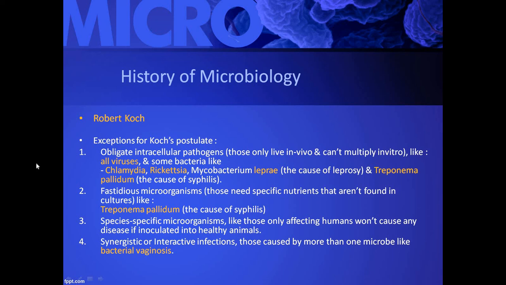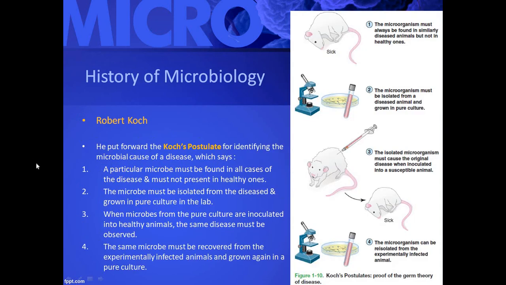Thirdly, there is something called species-specific microorganisms. These are microorganisms that can only infect one species. For example, we have human pathogens. They only infect humans. So when we isolate them and then inject them into animals, these animals will be healthy. They will not acquire the disease, because the microbe that causes that disease only causes disease in humans, but not in animals.